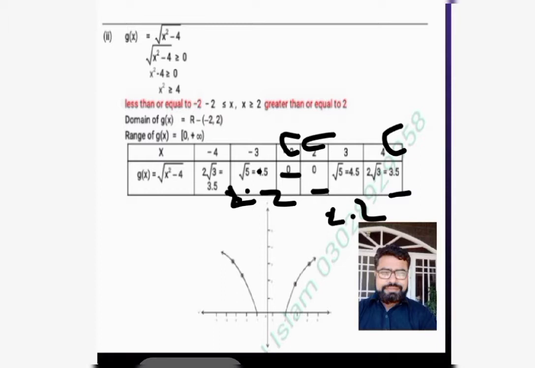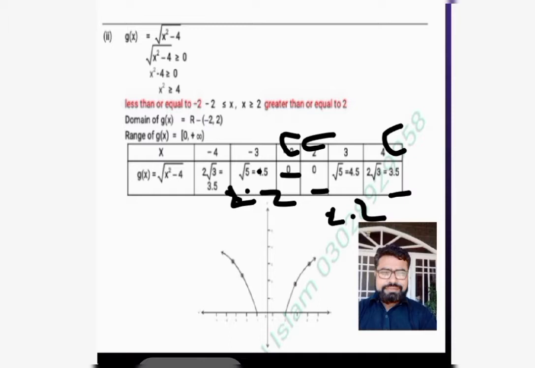Now we will put these values in the question. As I told you in brief, between minus 2 and 2 there is no domain. If you put these values in the given function, the answers are complex numbers, and the answer should be real numbers. That's why these are not domain.